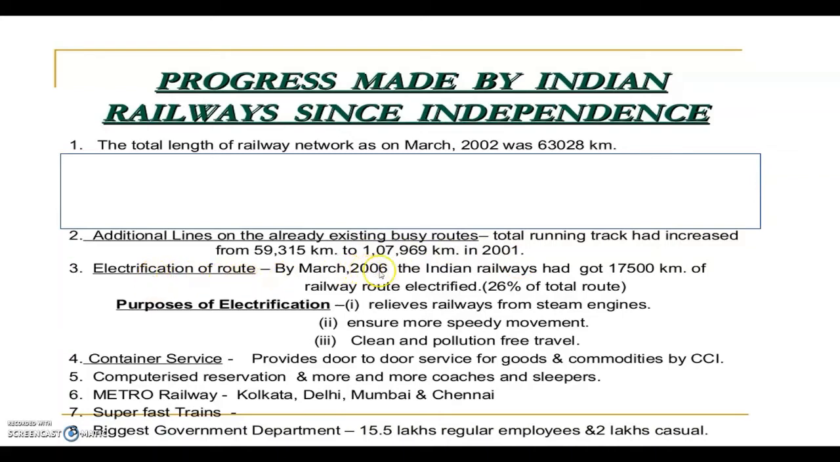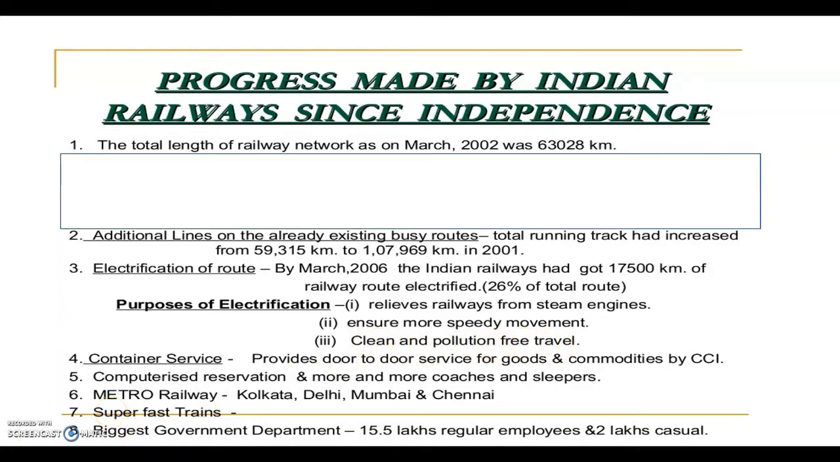Electrification of route. By March 2006, the Indian Railways had got 17,500 kilometers of railway route electrified. That means 26% of the total route was electrified. So children, what are the different purposes of electrification? It relieves railways from steam engines and ensures more speedy movement. It helps clean and pollution-free travel.